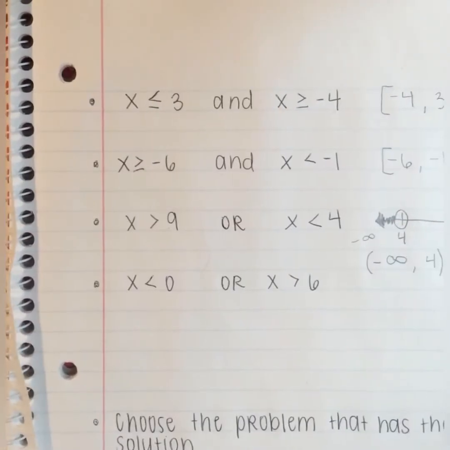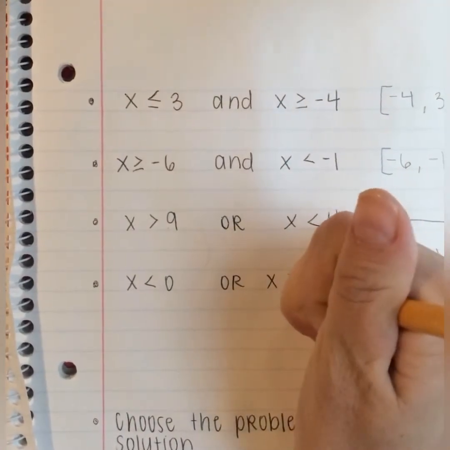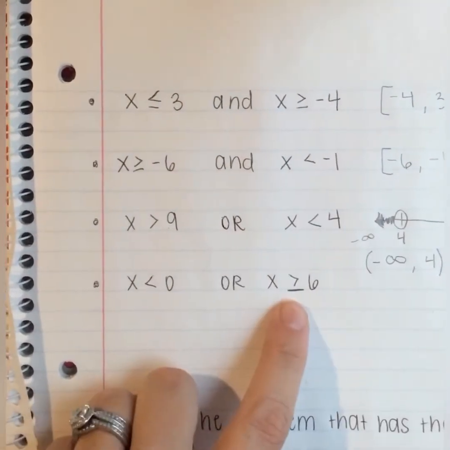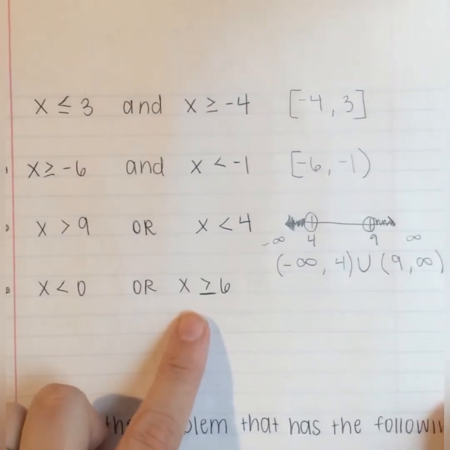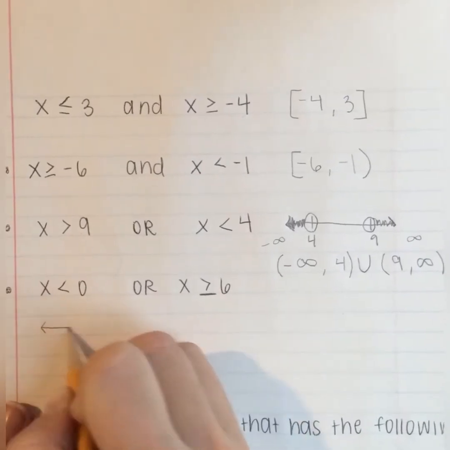And then for this example, let's change it up. Let's add an "or equal to" on this inequality. All right, so same thing. I'll just draw my number line over here.